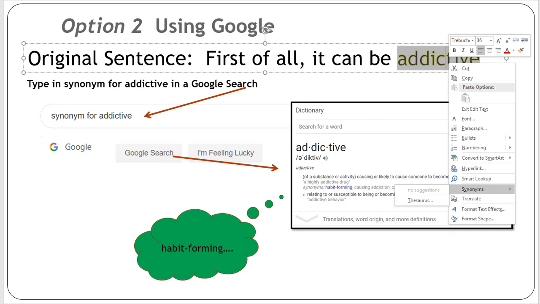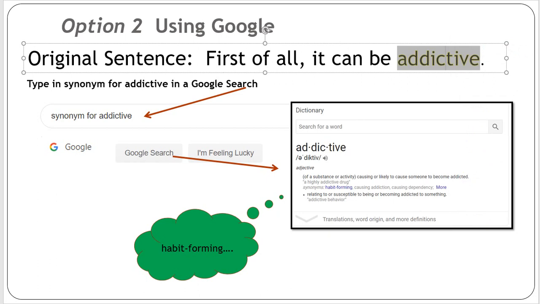Then you'll get results like this. These are my results from Google. Addictive, and then it tells me the part of speech that it is, and it tells me the synonyms. Habit forming, addictive. I think those 2 words work pretty well interchangeably. I'm going to choose habit forming.